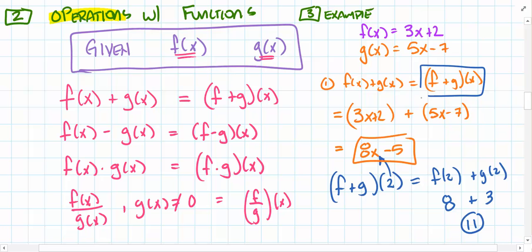In this case, check it out. We would get 8 times 2 minus 5. Oh, look at that, we get 11. Oh, except I wrote 10. We get 11, and of course, it's the same thing as that right down there. So we'll do another example for you.